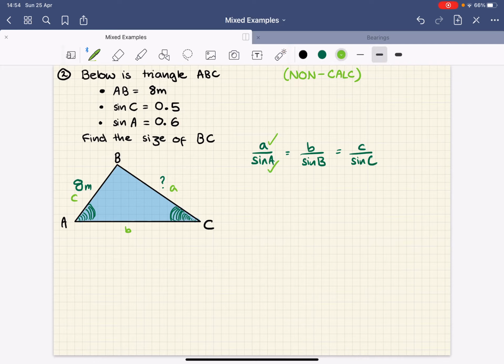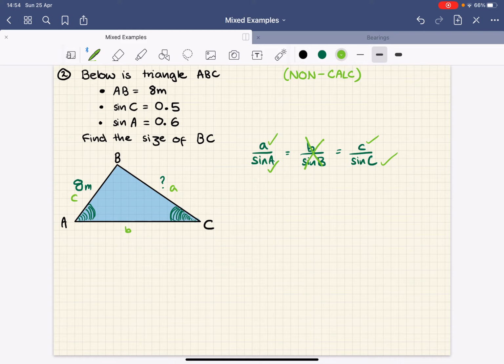My lowercase b I've got nothing for, my sine b I've got nothing for. My lowercase c is that 8 here, so I'm going to give that a tick, and my sine c we are told what it is here, so I'm going to give that a tick as well. So I'm not using the sine b one.